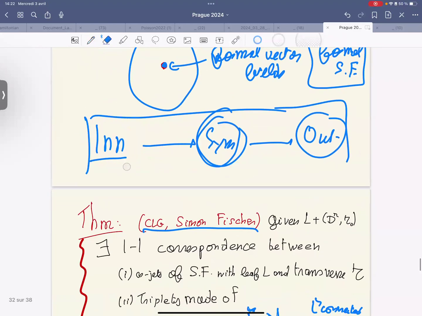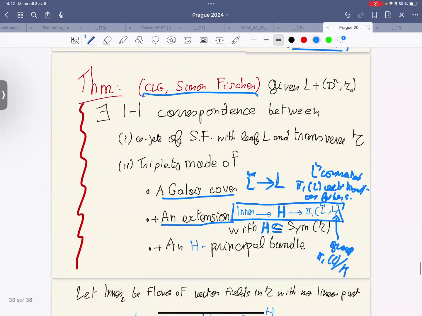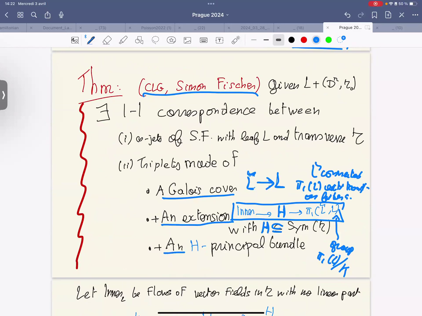So you see, what you want to have, you have this thing here. What you want to have is an H here, so that the quotient is of the type pi 1 L divided by K. Okay, it seems very abstract. And you have this H. And the last thing you need is an H principal bundle here.